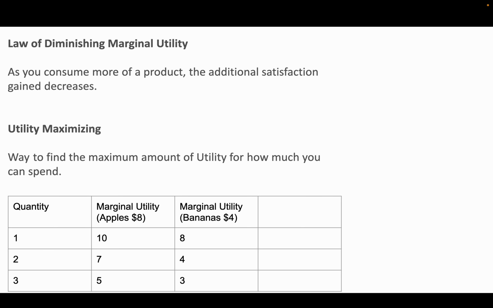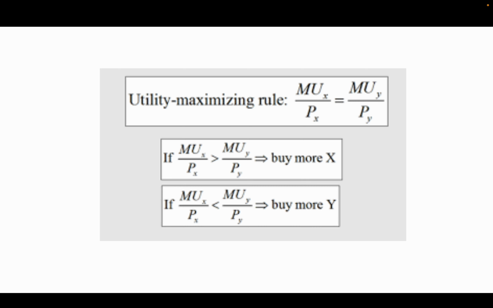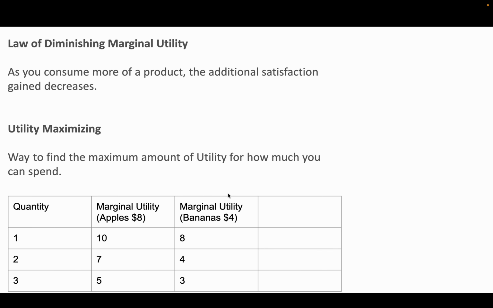So if we're dealing with a law of diminishing marginal utility, how do we maximize our utility? How do we maximize our benefit? Now, there's this very complicated formula. This is it. But you don't need to know this formula. You just need to know what to do. So here's a general problem. We have the marginal utility for apples that are $8 and the marginal utility for bananas that are $4. And you can notice that the marginal utility decreases as consumption increases. That's the law of diminishing marginal utility.